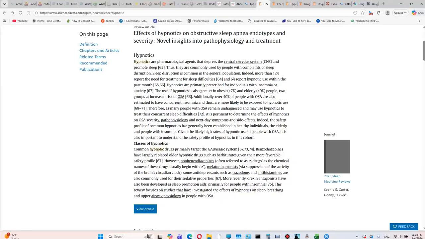Some antidepressants, such as trazodone, and antihistamines are also commonly used for their sedative properties. Footnote 67. More recently, orexin antagonists have also been developed as sleep promotion aids, primarily for people with insomnia. Footnote 75. This review focuses on studies that have investigated the effects of hypnotics on sleep, breathing, and upper airway physiology in people with OSA.